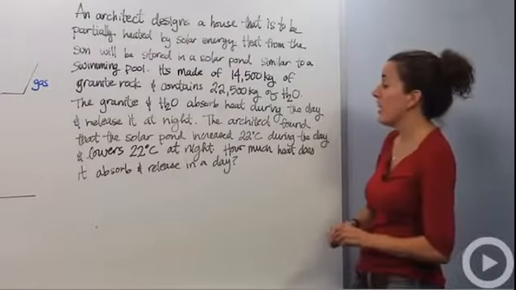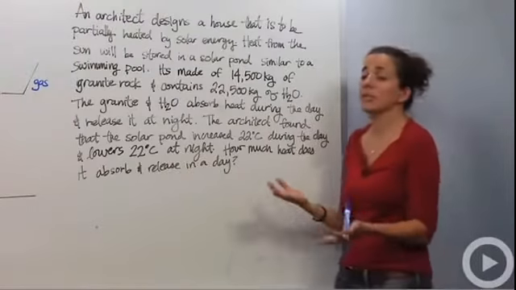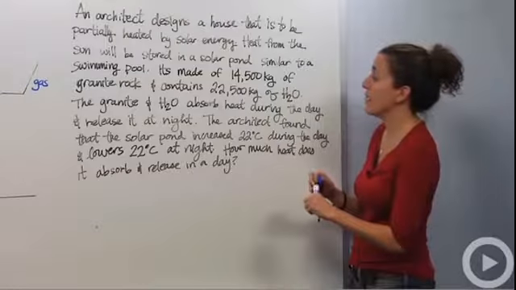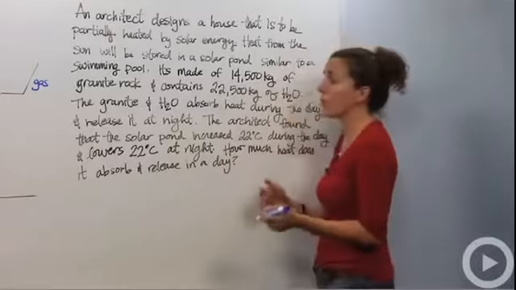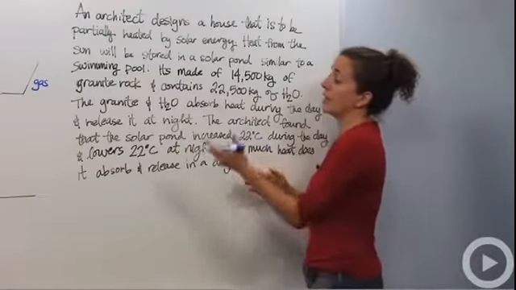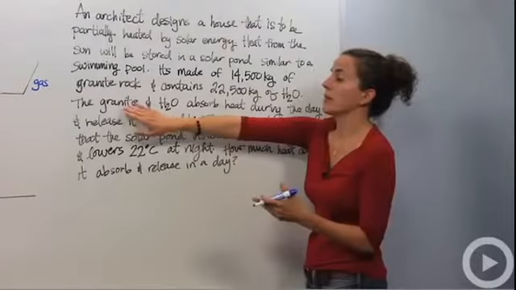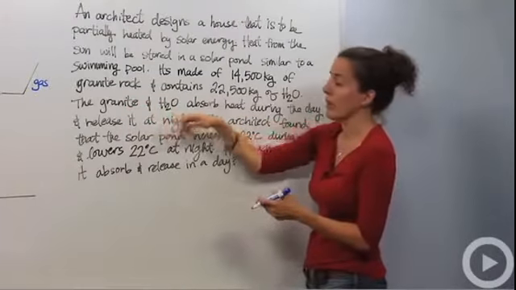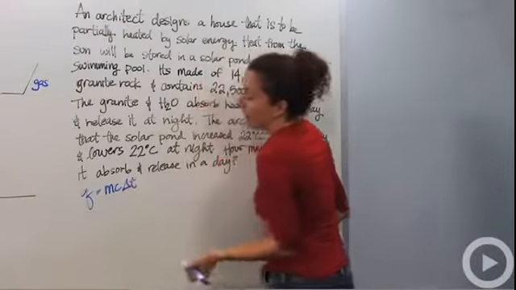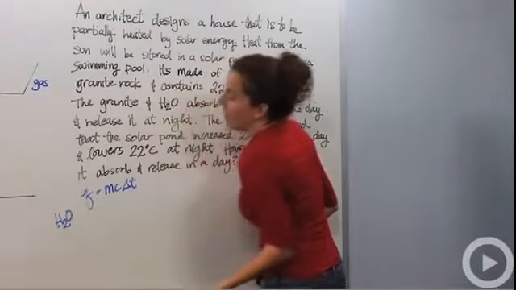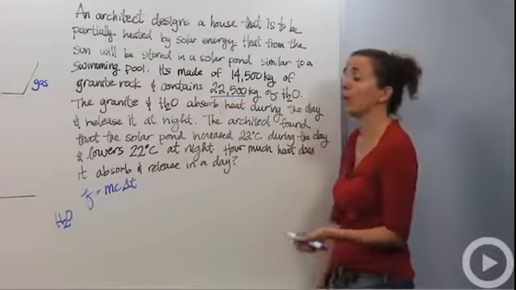The architect found that the solar pond increases 22 degrees Celsius during the day and lowers 22 degrees Celsius at night. So how much energy does it release and absorb during the day? Let's underline the information that we have. Let's start with water. Since we have two substances, granite and water, the total amount of energy is going to be the Q of granite plus the Q of H2O. We know Q equals MC delta T. So let's first deal with water. The mass is 22,500 kilograms, and we want it in grams.